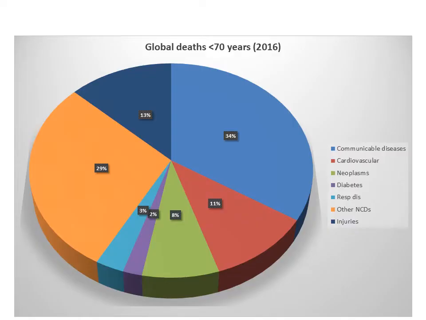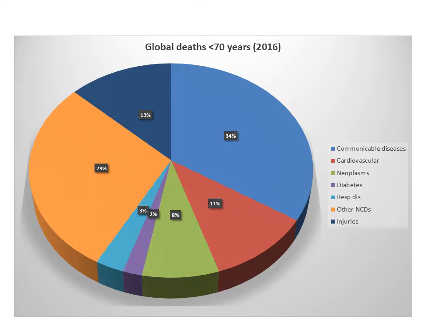Now this is a global analysis of death. This was in 2016, just to show the major causes of death. You can see that communicable diseases account for only about 34% of the deaths, whereas non-communicable diseases account for 66% of the deaths. 11% cardiovascular, neoplasms, cancer, that's 8%, diabetes 2%, respiratory disorders 3%, and other NCDs about 29%. And then we have 13% due to trauma.